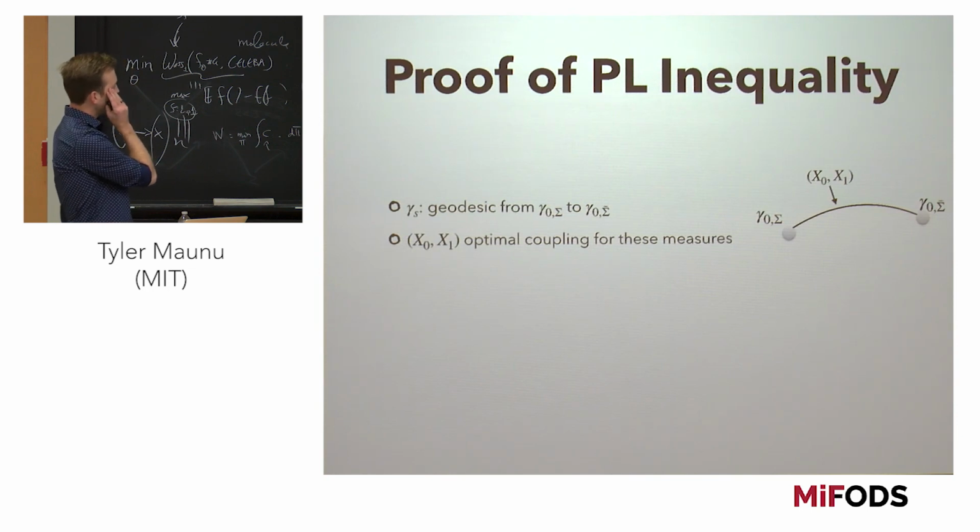OK, so we can't actually make that work in general Wasserstein space, but we can make this integrated PL inequality give us a PL inequality in Bures-Wasserstein space. So let's take a geodesic from gamma sigma to the gamma that is the normal distribution at the true barycenter. I'm going to optimally couple these measures. So x0 has distribution gamma sigma, and x1 has distribution gamma 0 sigma bar.